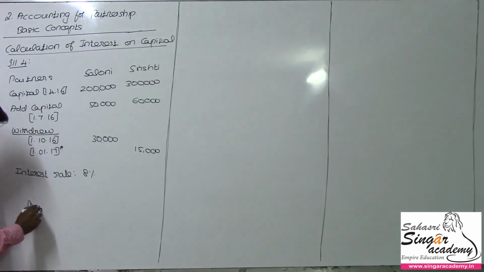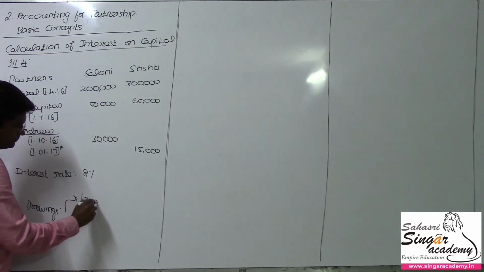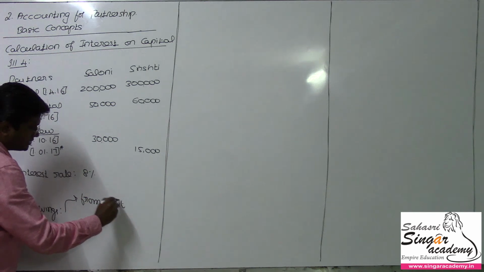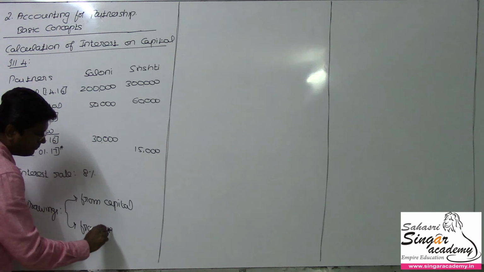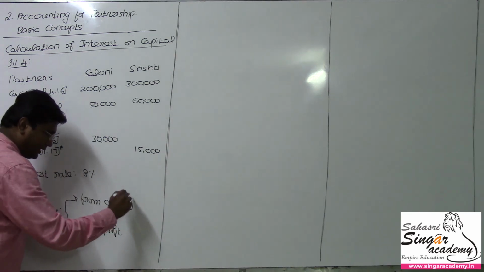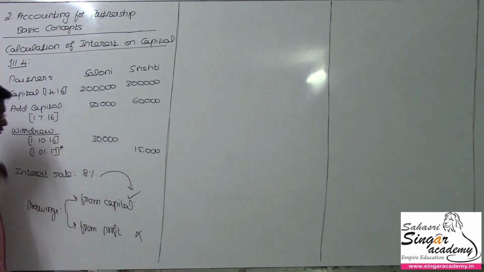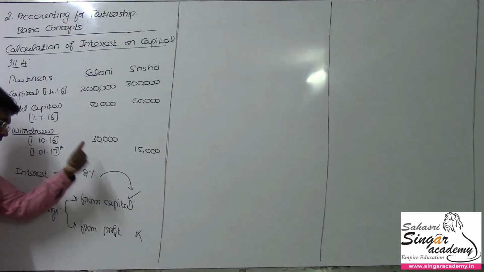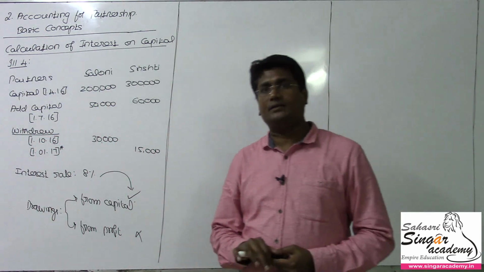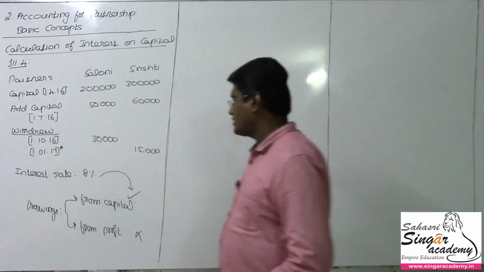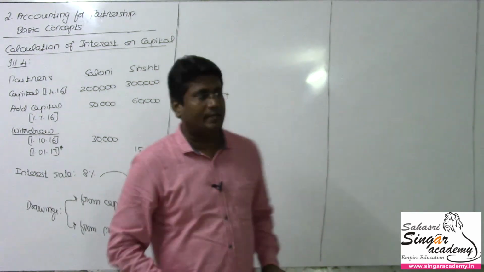Drawings could be of two varieties here. One is from the capital, another one is from the profit. The interest impact will be only for the drawings from the capital. If it is drawing against the profit, of course there will not be any interest impact on that. Clear? So with that concept, here it is drawings from the capital, so there will definitely be interest impact. I am going to solve this now.